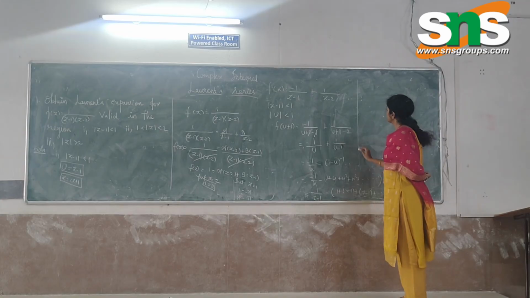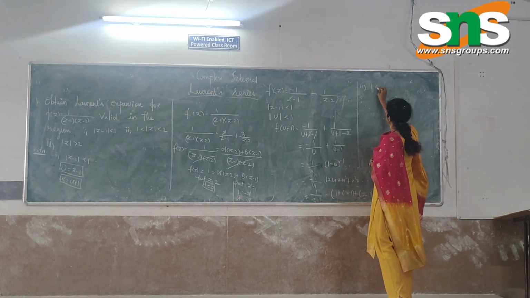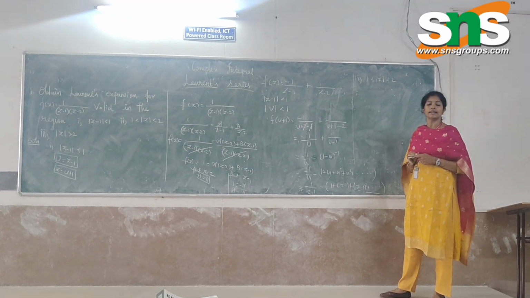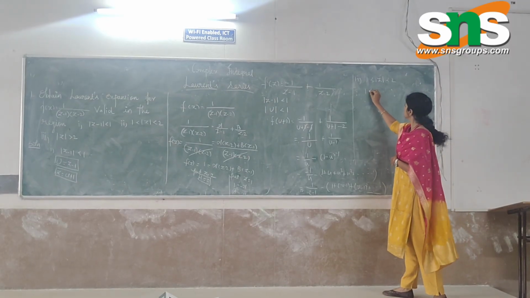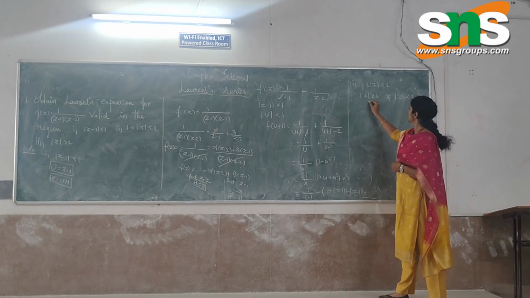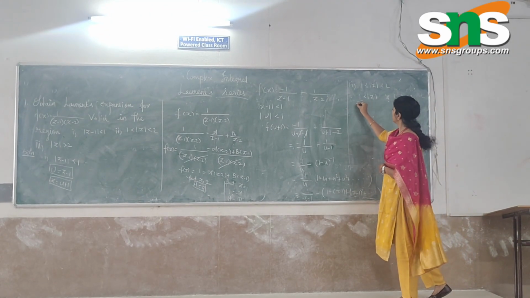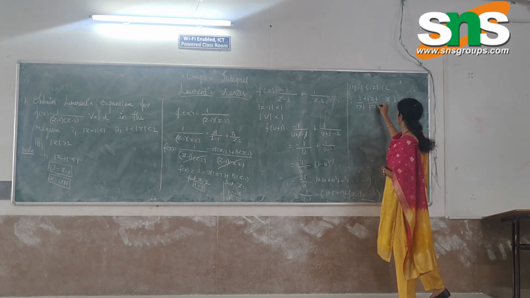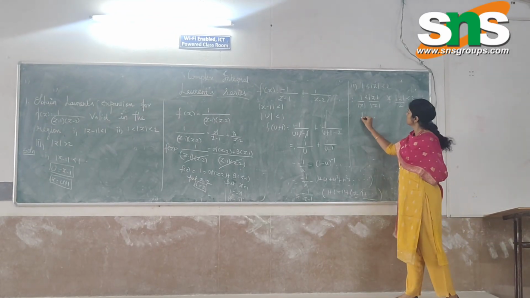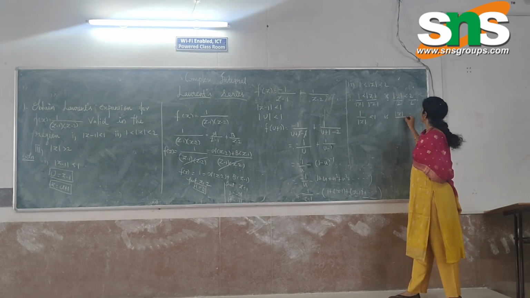Next we have to go for the second region. The second region is 1 less than modulus of z less than 2. So modulus of z lies between 1 and 2. We have to split this into modulus of z greater than 1 and modulus of z less than 2. Now we have to make this term 1, and this also has to be made 1. So we divide both sides by modulus of z for the first, and divide both sides by 2 for the second. If we divide, we get 1 by modulus of z less than 1, and here we get modulus of z by 2 less than 1.